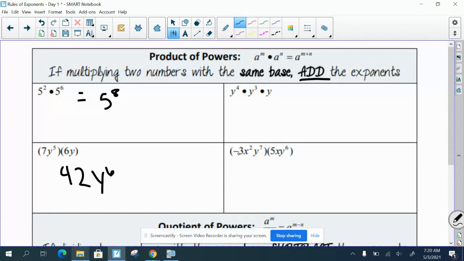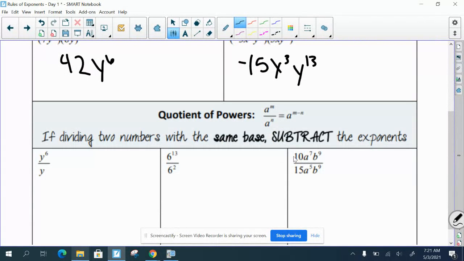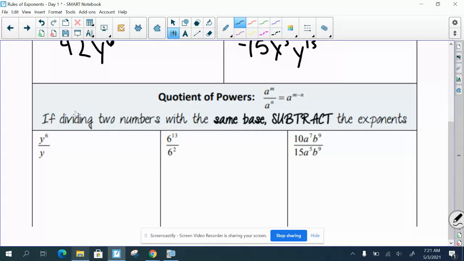This one you have -3 and 5, which is -15. And then you would have x to the 3rd power and y to the 13th. Okay, and when you divide, you subtract the exponent. So like this one would be y to the 5th power.